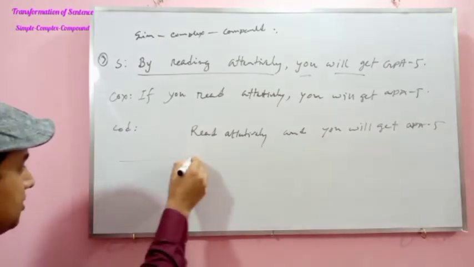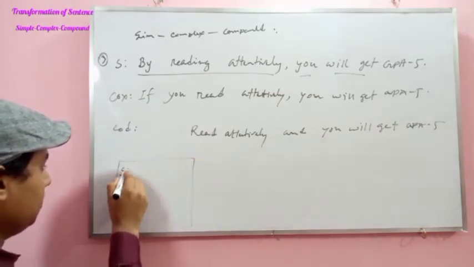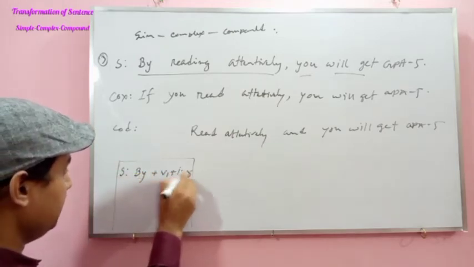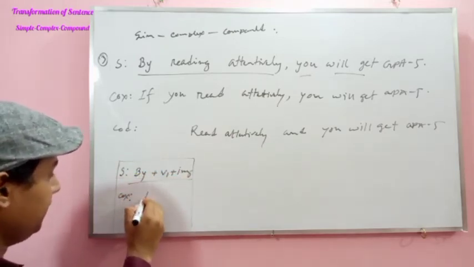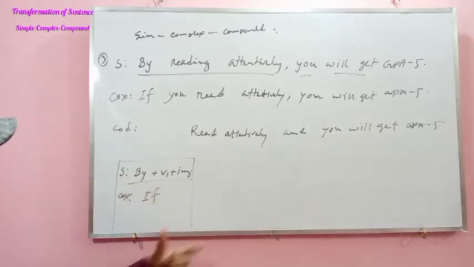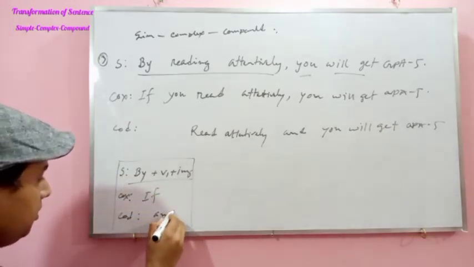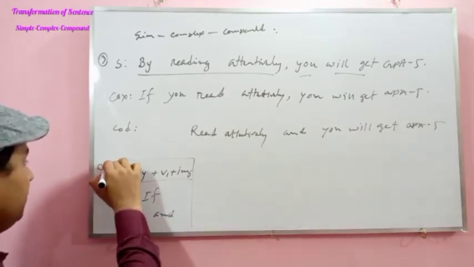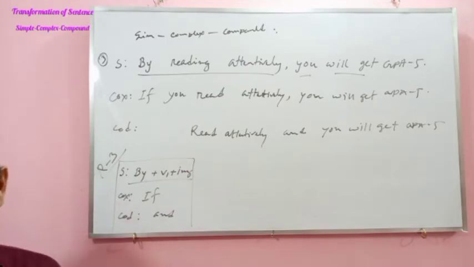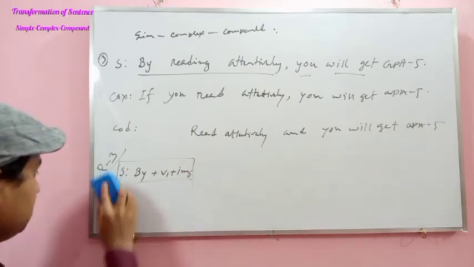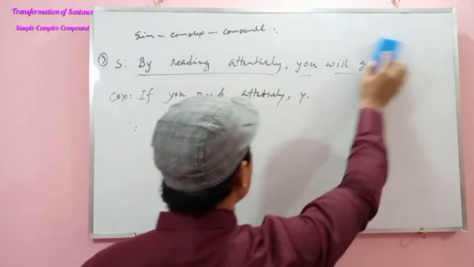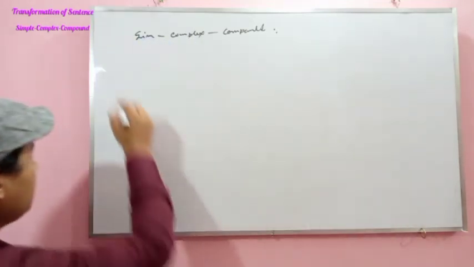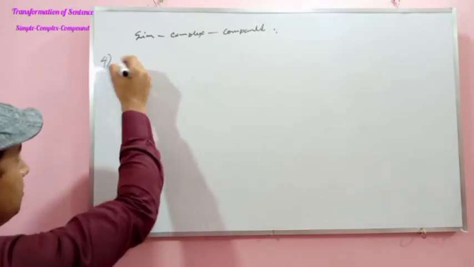The technique is simple. When you find by plus v1 plus ing in a simple sentence, you will give if in complex sentence and and in compound sentence. Okay, this is technique or rule number 3. Now I will discuss technique or rule number 4. At first I will give an example, then the technique.